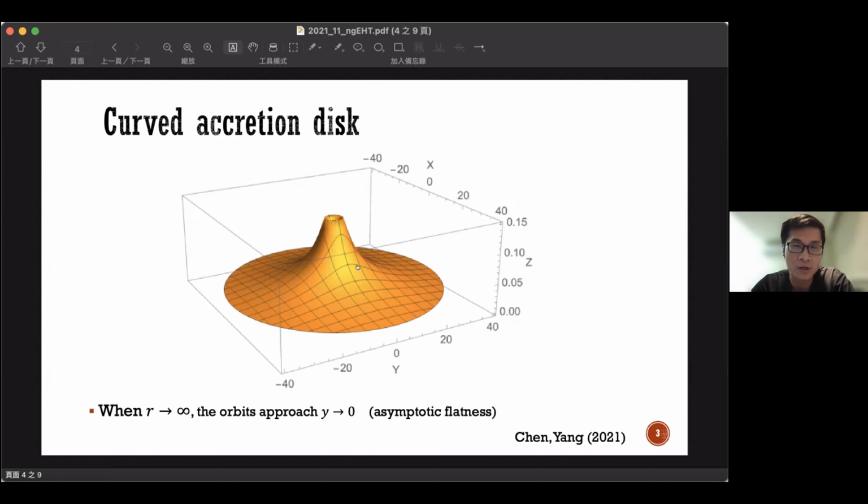If you consider a collection of all these orbits, then you find that the accretion disk would have this kind of shape. And you can see that the accretion disk reduces to the standard equatorial plane when you go further away from the black hole. This is nothing but due to the asymptotic flatness of the spacetime. Of course, this figure is a little bit exaggerated because we have zoomed in on the Z direction scale in order for you to see this behavior more clearly.